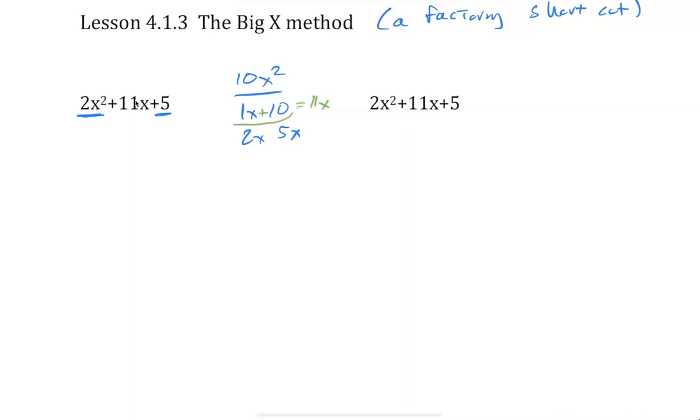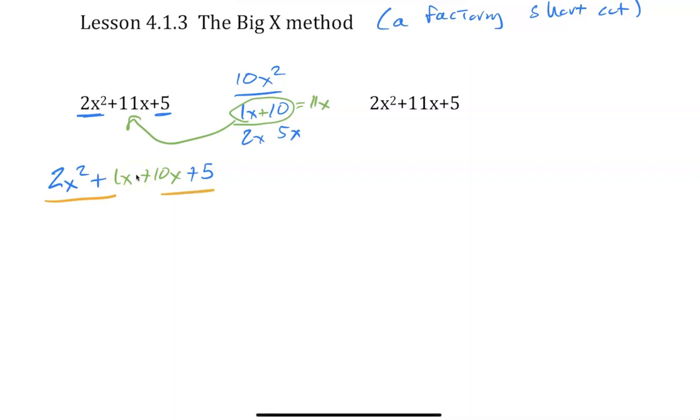So we're going to substitute these two in for the middle, and we get 2x squared plus 1x plus 10x plus 5. Let me rewrite that a little bit to really show it. So 1x plus 10x plus 5. Then we factor by grouping. Once we have that, we just factor these two. Don't forget to bring down the middle sign, so plus here.